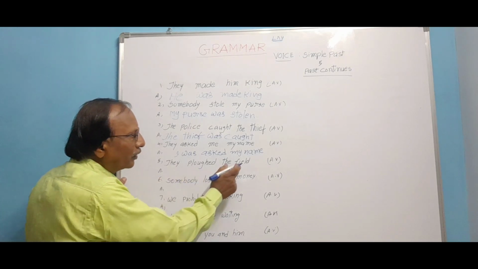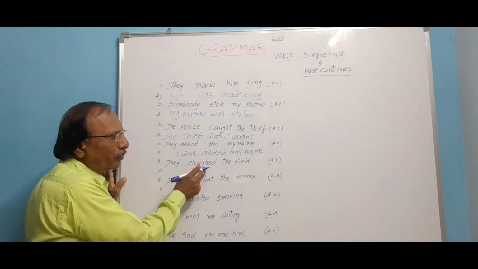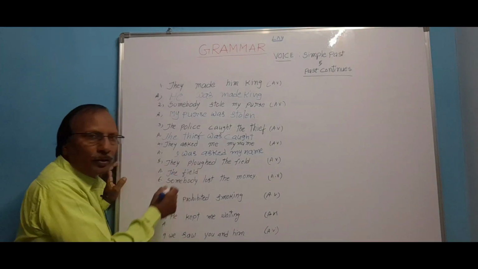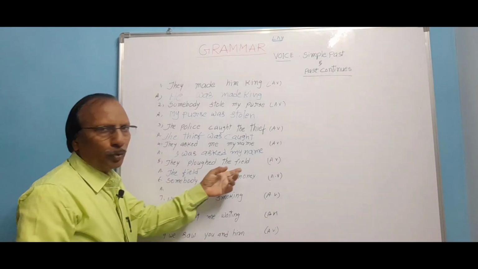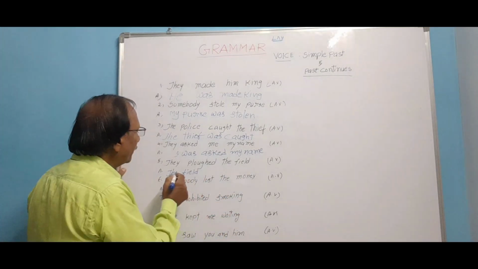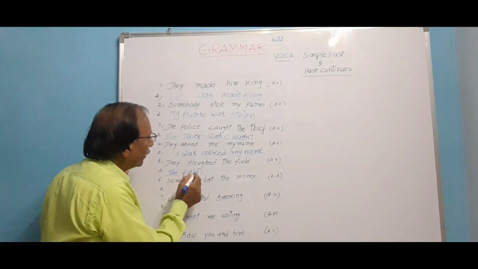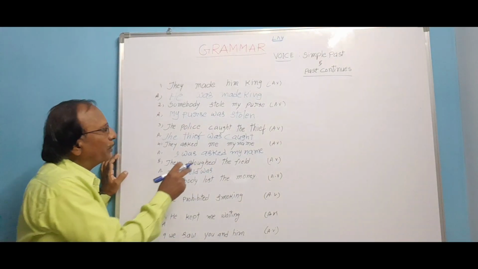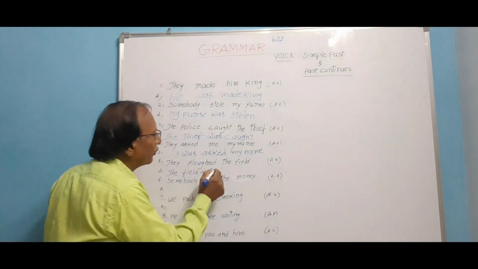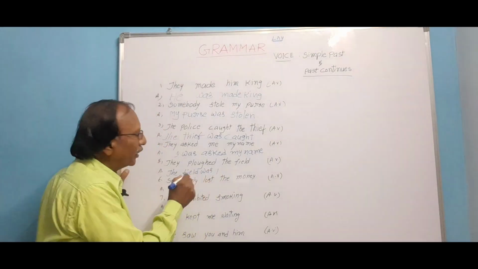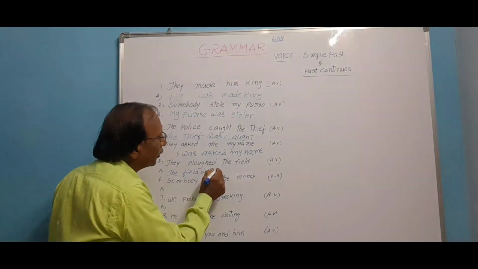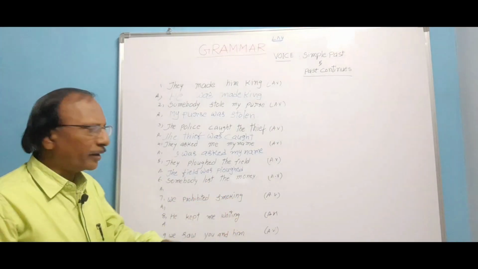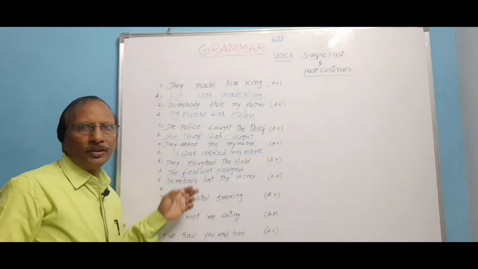They plowed the field. They is the subject, plowed is the verb, the field is the object. Let us write the field. It is singular. If it is plural, we have to use were. It is third person singular only. The field was plowed. What is the plain verb of plowed? Plow. Now we have to write V3. Plow, plowed, plowed. The field was plowed by them. No need. The field was plowed. It is understood or not?